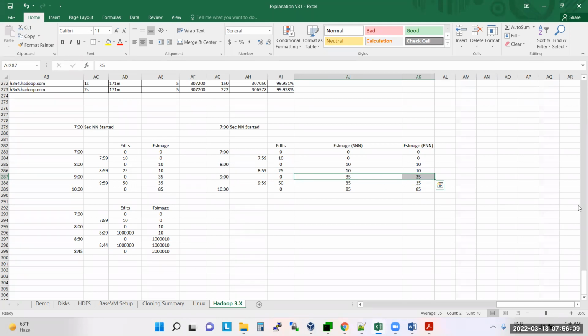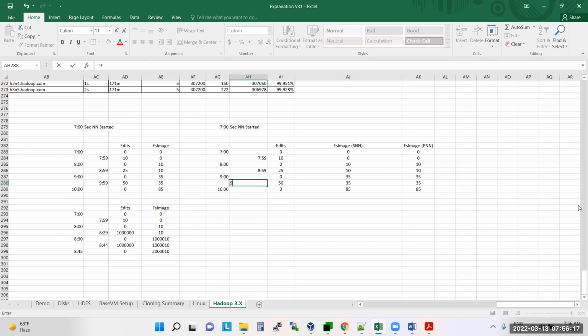Now let us take this other scenario, guys. The time is not 9:59, the time is 9:30. At 9:29 you have 50 edits. Normally, when will the checkpoint happen? At 10 o'clock. Yes.